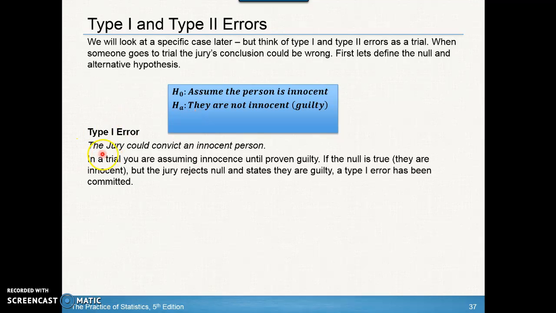What would a type 1 error be? A type 1 error would be that the jury could convict an innocent person. So in a trial, you're assuming innocence until proven guilty. If the null is true, they are innocent, but the jury rejects the null and states that they're guilty, a type 1 error has been committed.